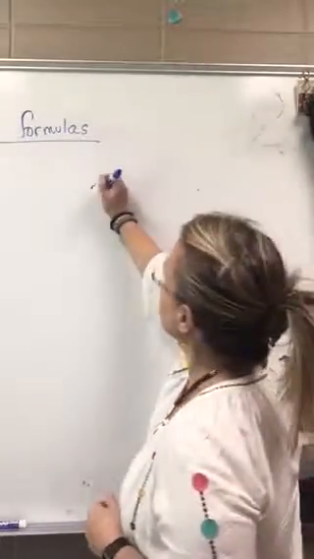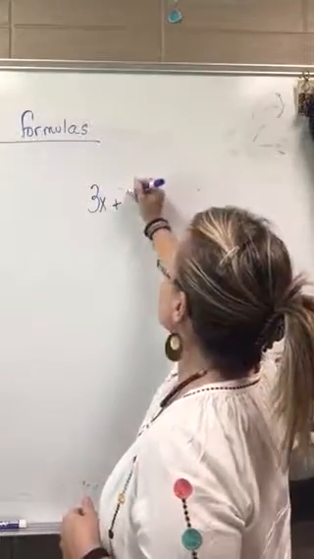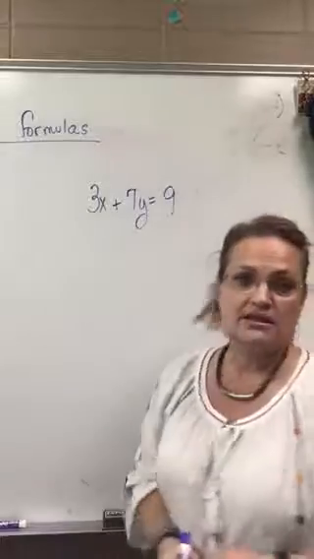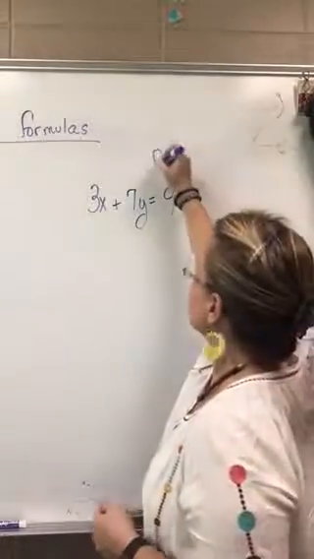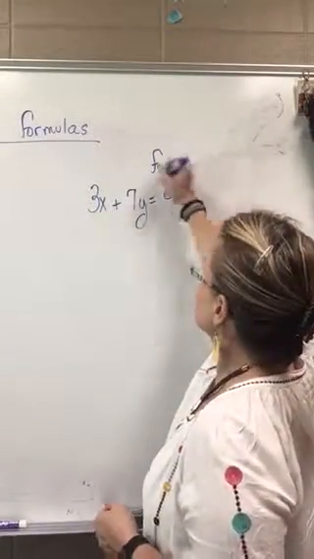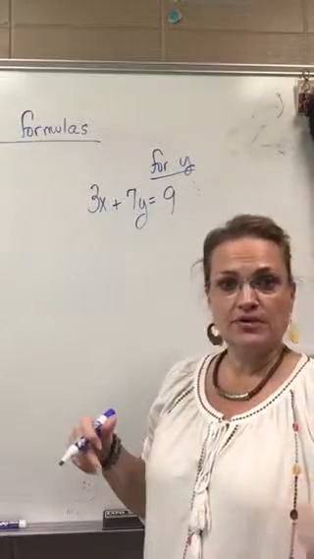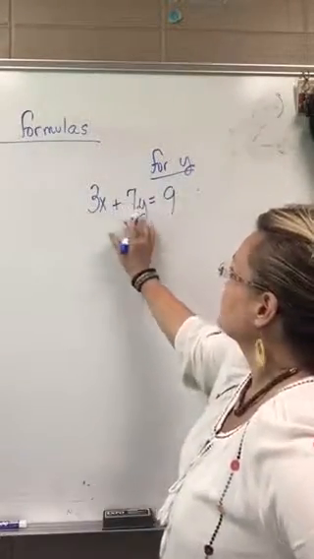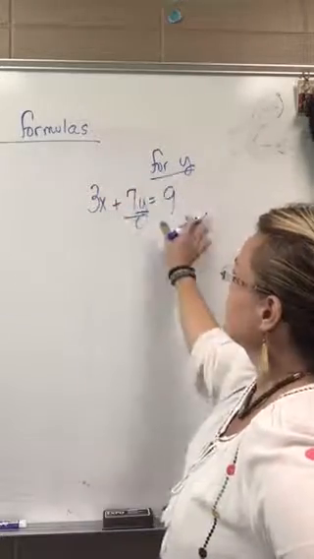So let's say we have 3x plus 7y equals 9. Let's solve that for y. So you can pause the video here, but I'll continue talking. To solve for y, any terms that do not contain y, I take to the other side.